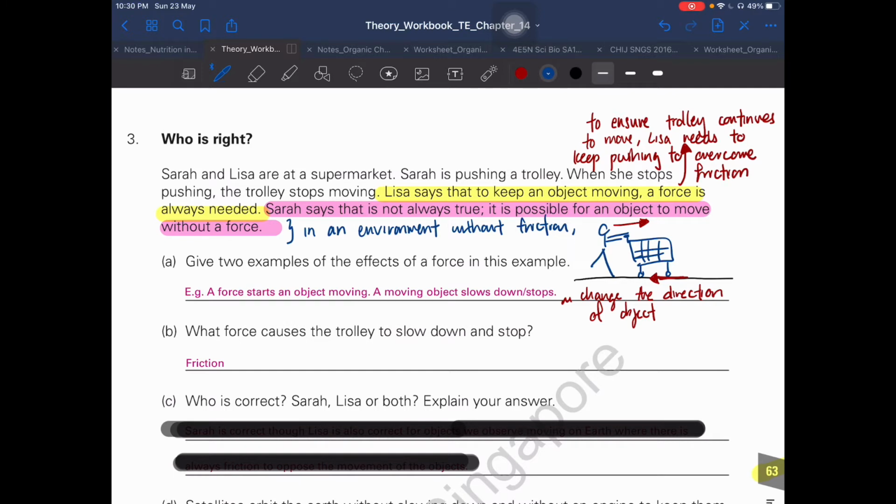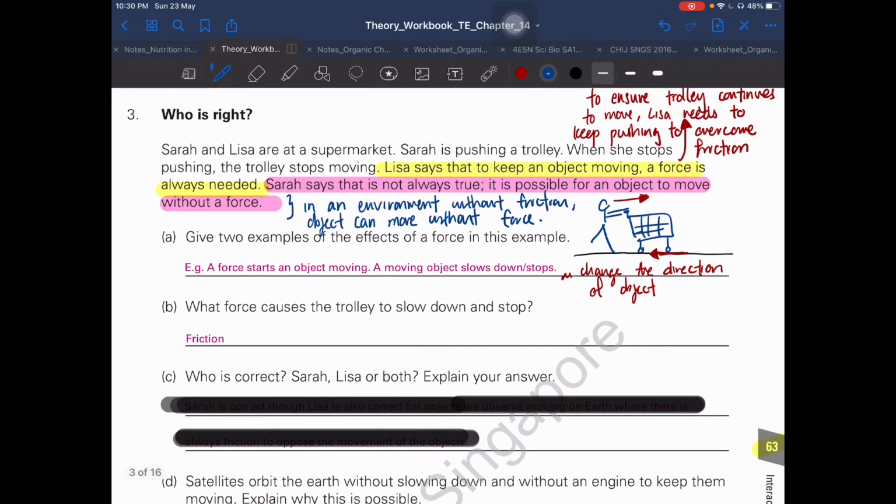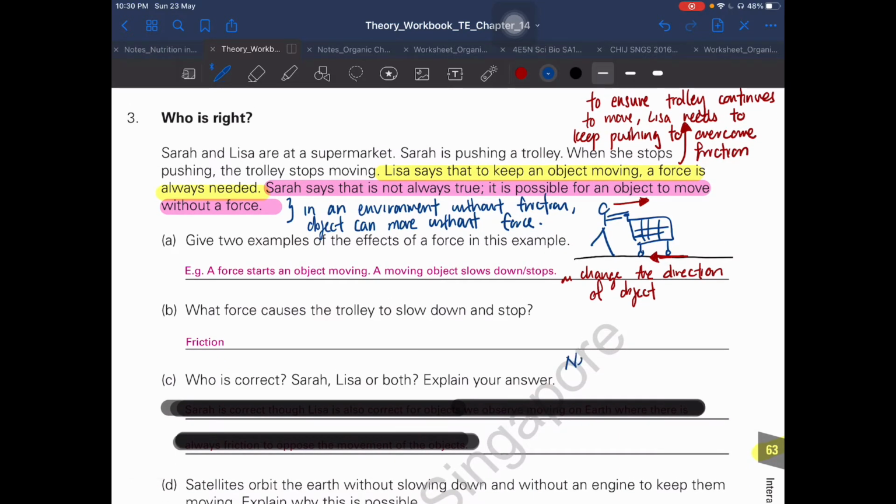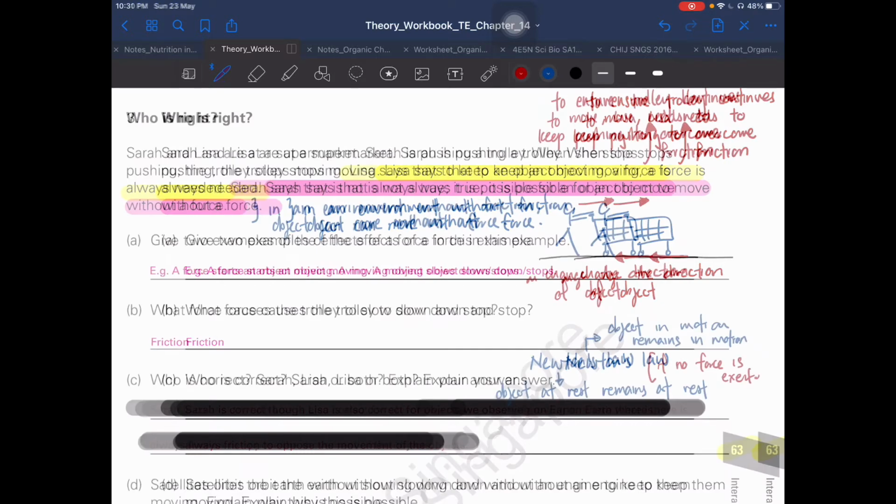Once she lets go of the trolley, right, the trolley will actually continuously move by itself without needing you to exert any more force onto it. So interestingly, both of them are actually correct, and this is where we derive our idea of Newton's first law. In Newton's first law, what we understand is that an object that's in motion will continue to be in motion, whereas an object that's at rest will continue to be at rest, unless there's a force that's being acted on them.